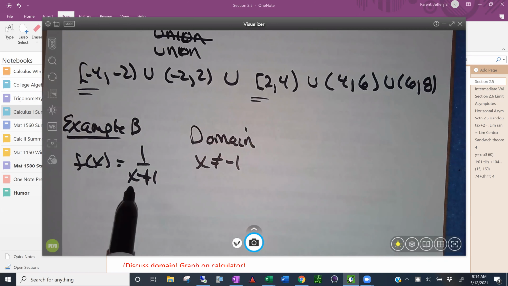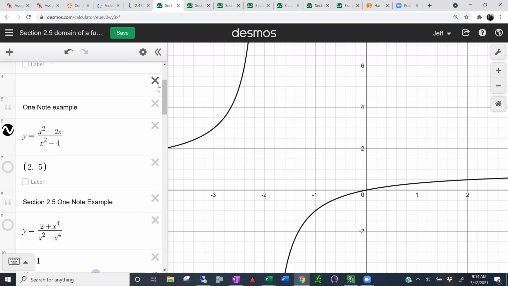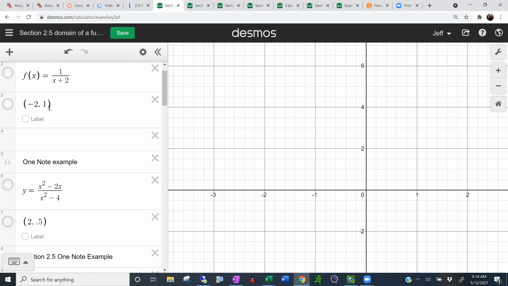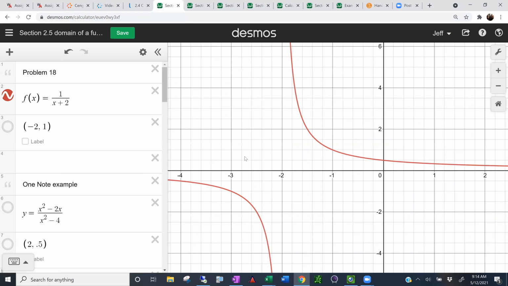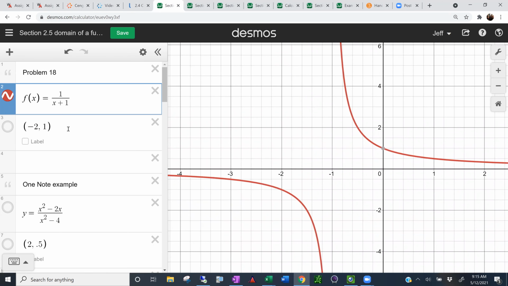But what actually happens near that point? Well, let's take a look at the graph. And I think I've got that one up on Desmos. So let me just go over to Desmos. I'll shut this one off and turn this one on. How about if I make that a 1? There we go. Well, what's going on at -1? You've got a vertical asymptote at -1.